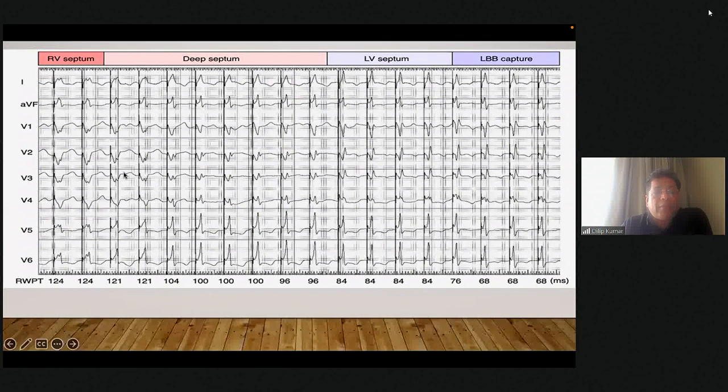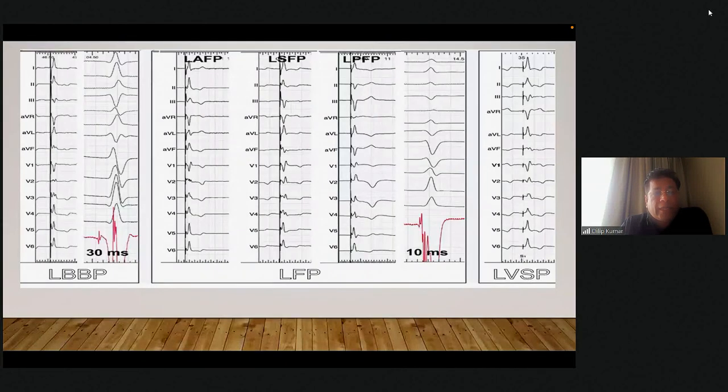These are some of the examples: if you hit the right RV septum, deep septum, LV septum, or the left bundle branch area, what kinds of ECG configurations you can get. An ECG which is narrow, with an LVAT of less than 70 and a V1 to V6 RV peak time of less than 35 or 33, gives us a reasonably clear idea that you have engaged the bundle branch and conduction system, and your future outcome can be different and better.